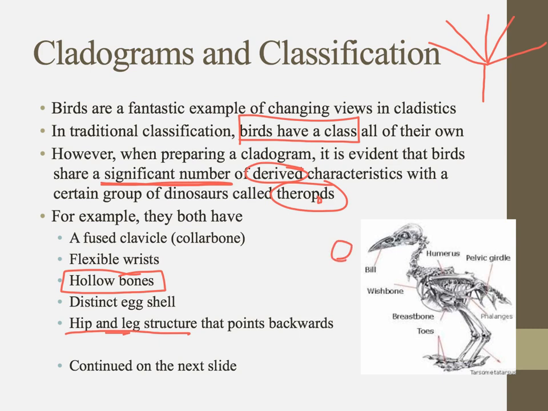So whereas you and I, this is going to be embarrassing, if this were our front, here's an eye and a mouth, our legs would bend like this, okay? Birds, on the other hand, their legs bend the other way. So their hip and leg structure points backwards, and so do these ancient dinosaurs called theropods.